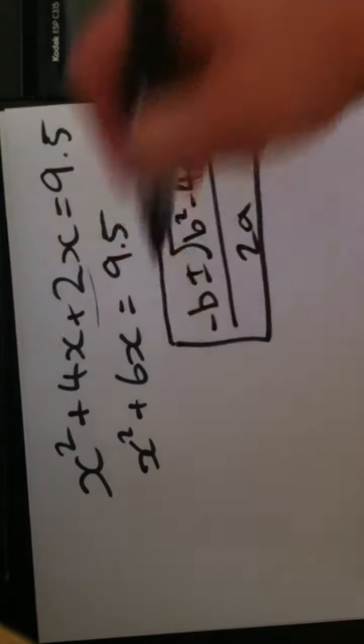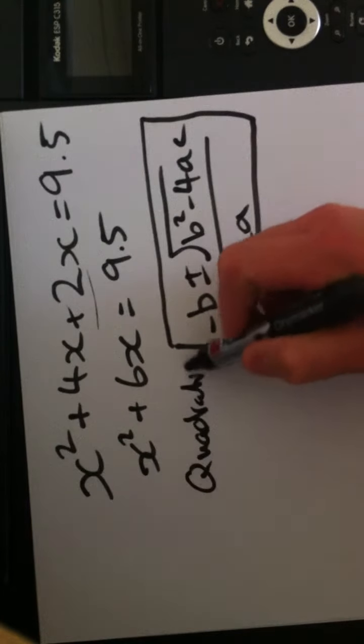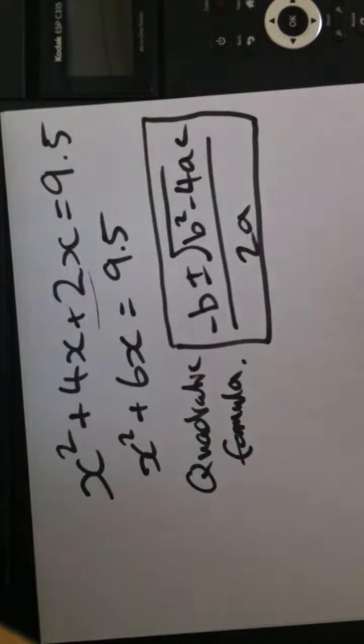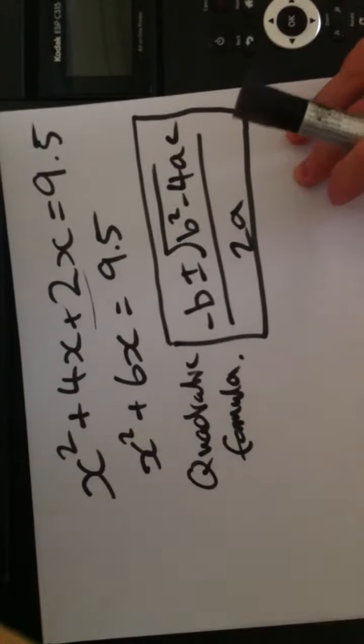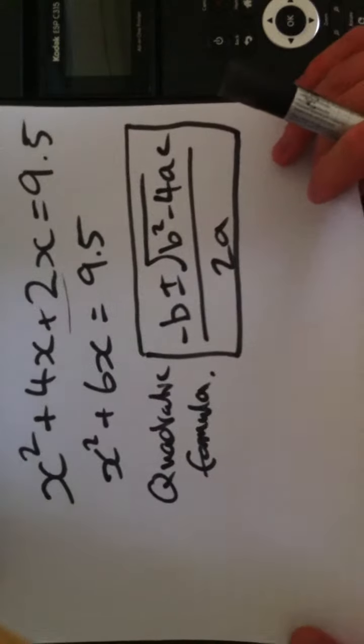Shed, stop laughing. That's your quadratic formula. Okay. Joe's laughing, sorry.